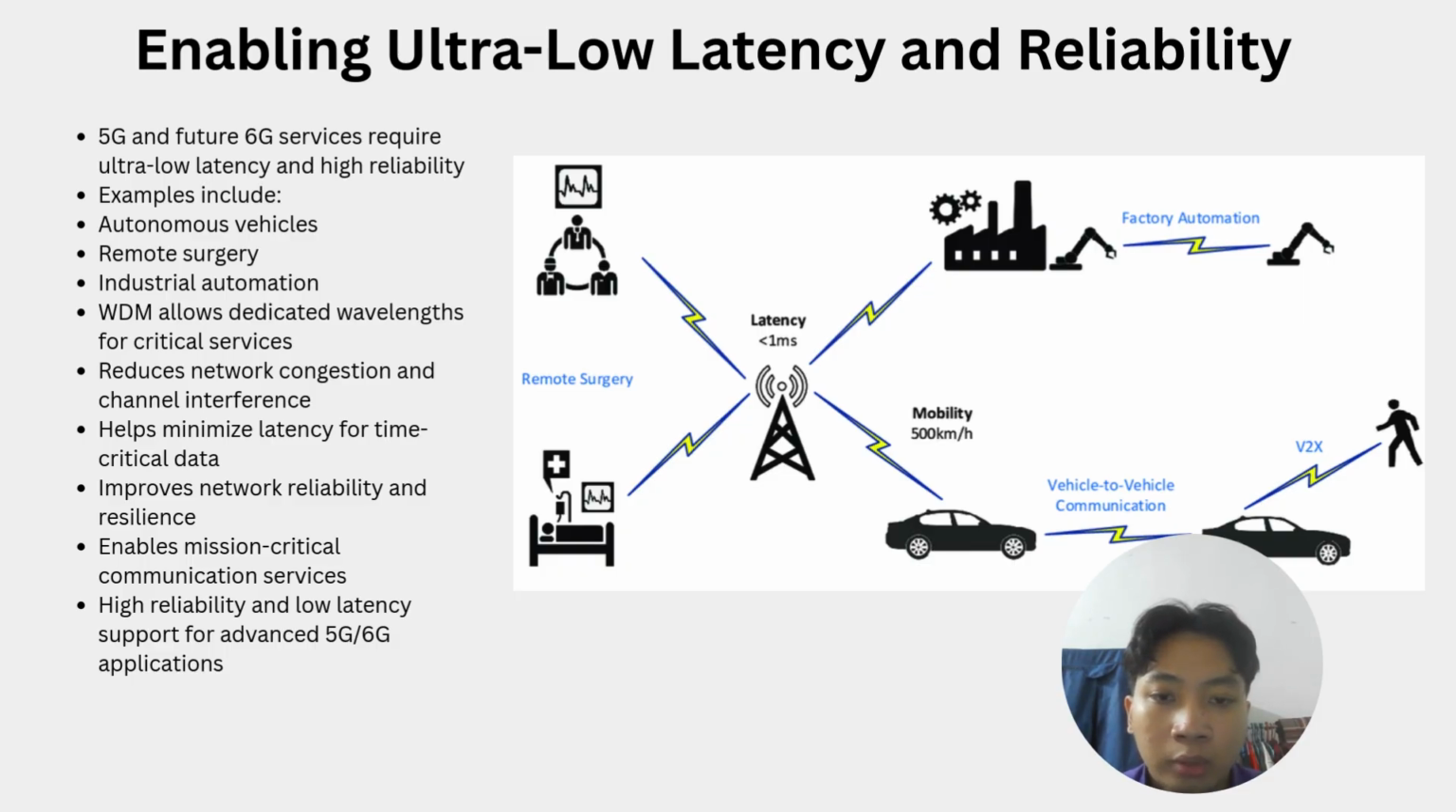Basically, WDM allows a dedicated wavelength for critical services, which can reduce network congestion and channel interference. It also helps minimize latency for time-critical data and improve network reliability and resilience. Other than that, it also enables mission-critical communication services and high reliability and low latency support for advanced 5G and 6G applications.